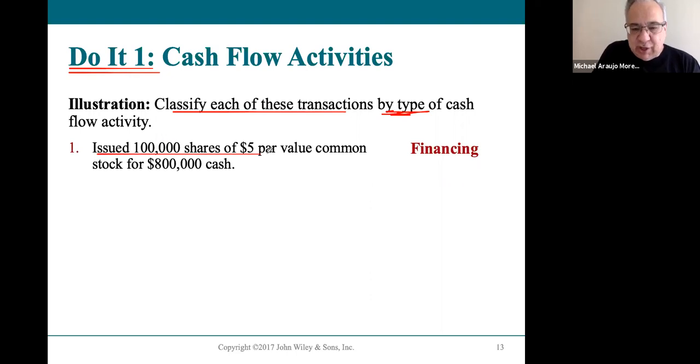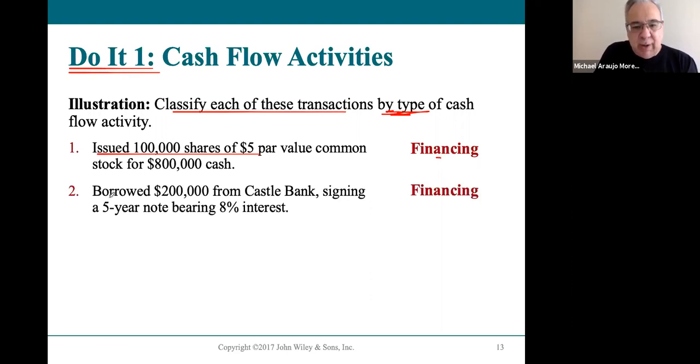So here they issued shares of stock. So shares of stock is a financing activity because it affects stockholders' equity. Financing activities affect stockholders' equity. So that's why it's that. Here, we borrowed money from a bank. So borrowing money from a bank is a long-term loan. That's a financing activity as well, because it's a long-term liability.